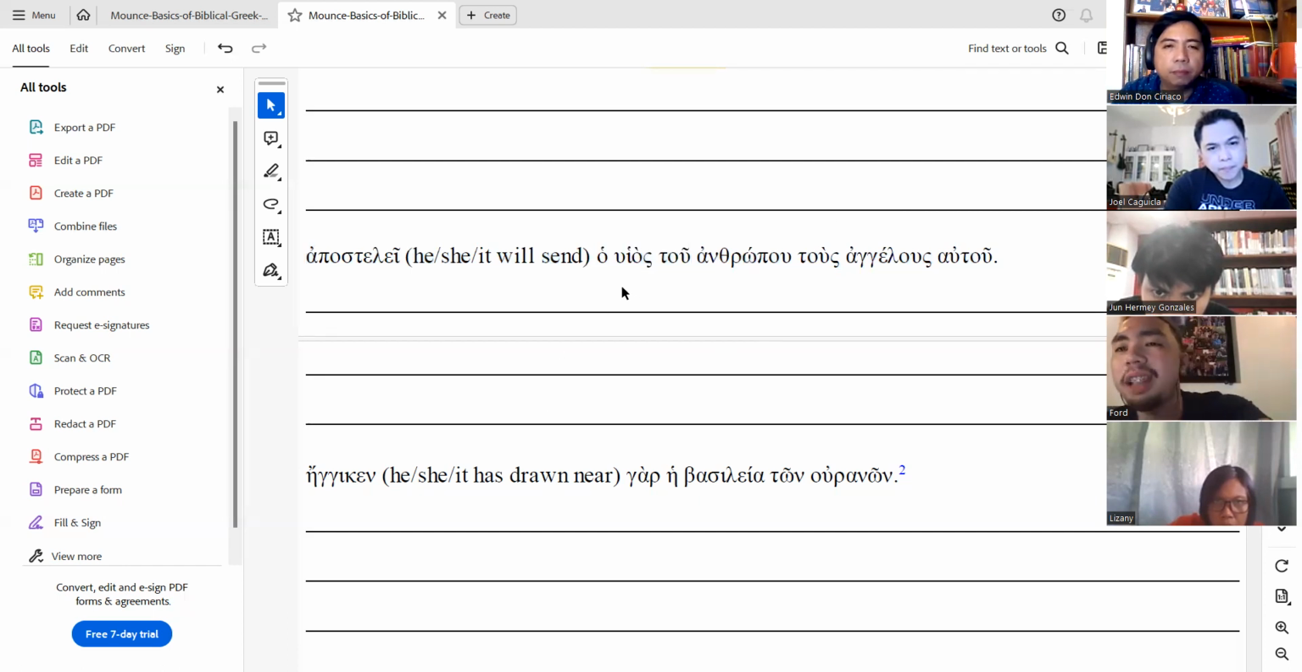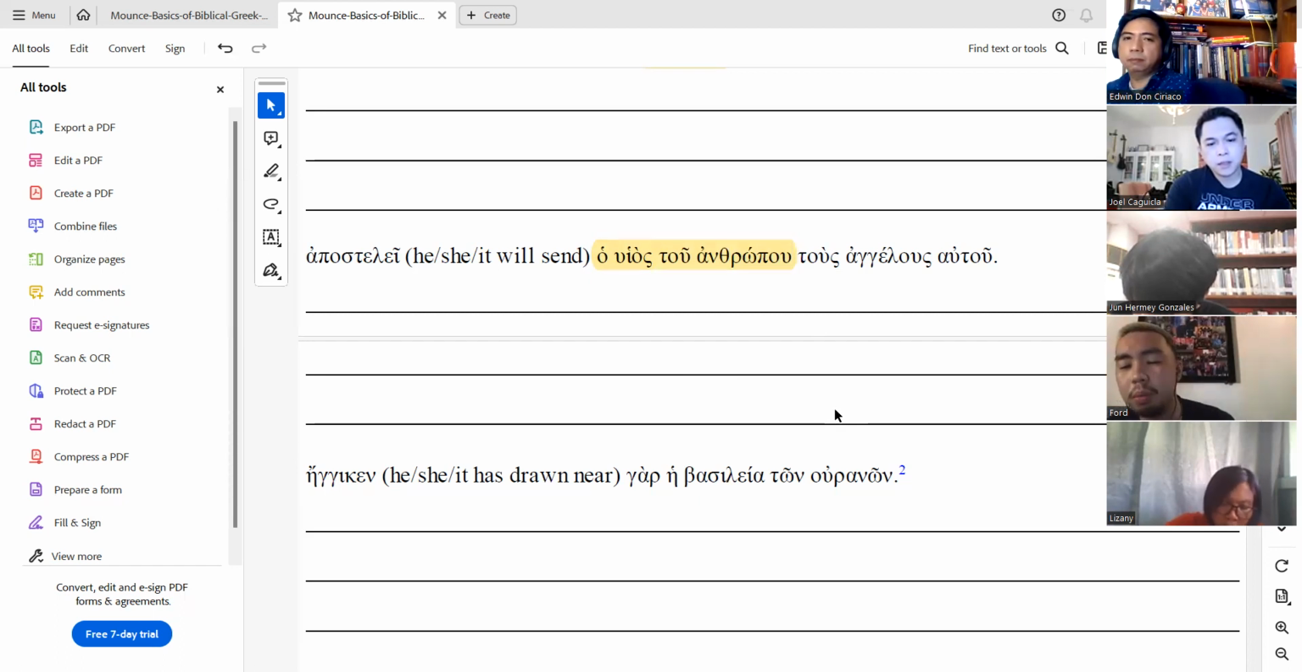This is the subject, the nominative. The son. Actually, this is a title, so you may add this one. The son, because it is genitive: the Son of Man, which is referring to Jesus in the Synoptic Gospels.